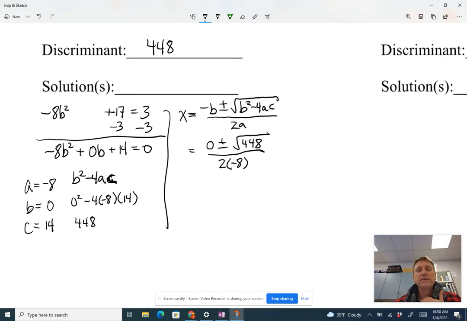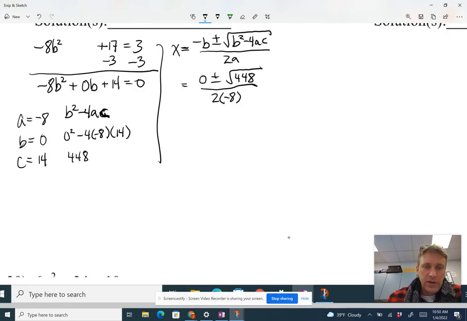Now, we want to check to see if the square root of 448 is a perfect square, to see if it gives us a whole number. It doesn't. It gives us a decimal, so it's irrational. But we want to see if we can simplify it. So we take 448 and we divide it by 2. We want to put it in simplest radical form. So 448 divided by 2 is 224. And 224 divided by 2 is 112.